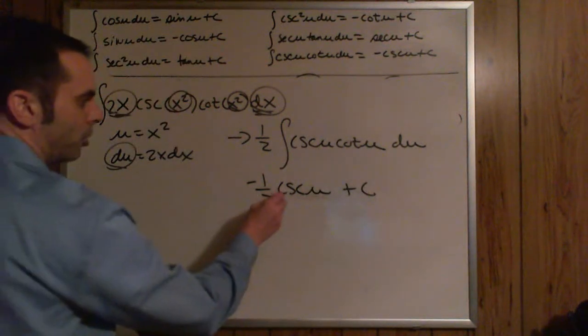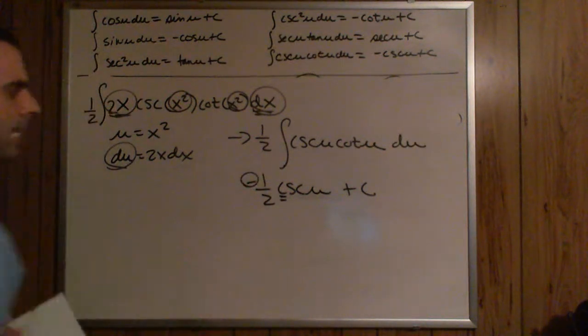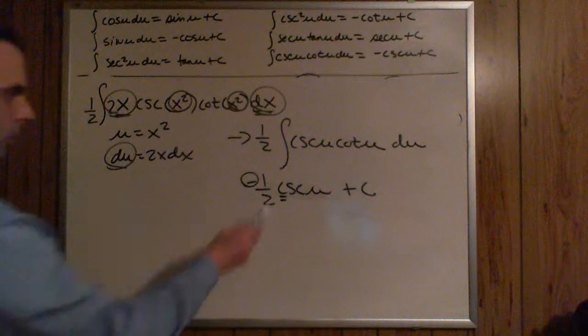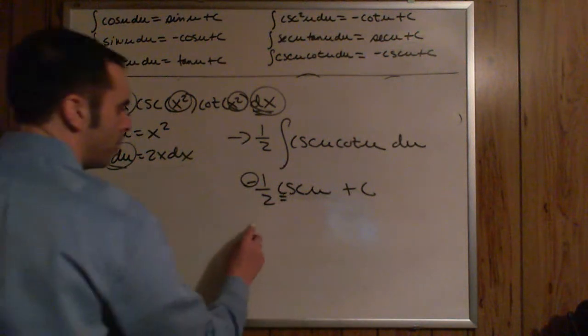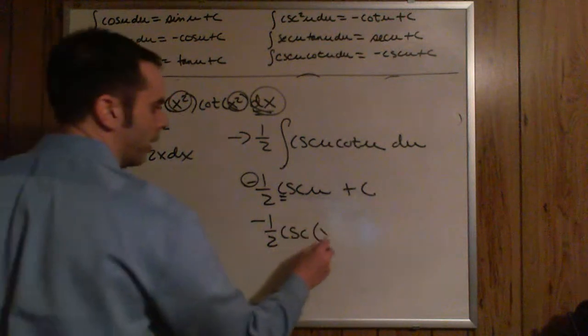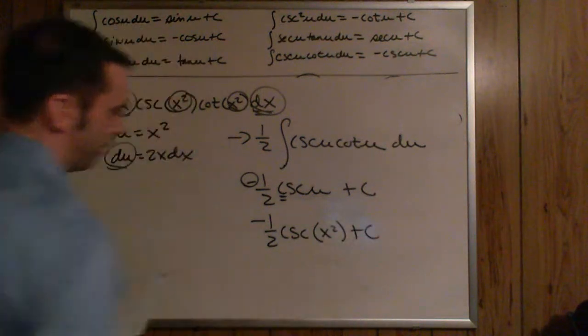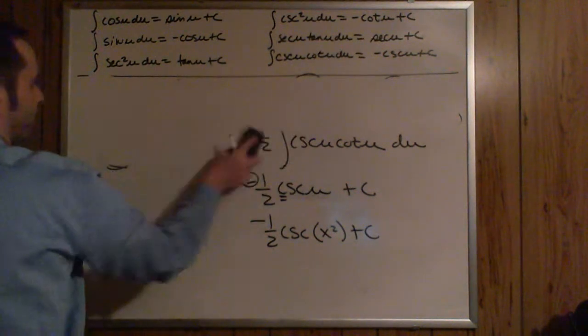When the answer to an antiderivative is a co function, the result is negative. So then it would be negative 1/2 cosecant of x squared plus c. Okay. Another example.